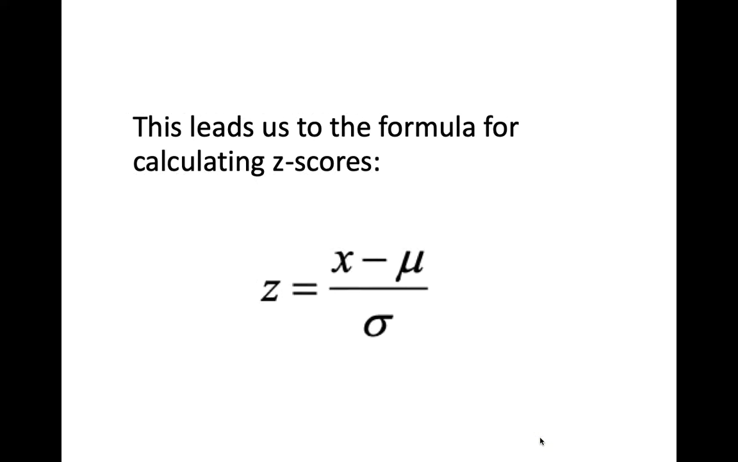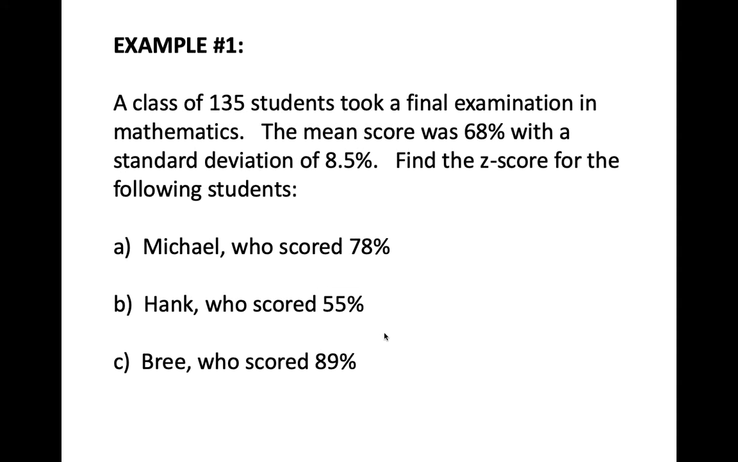So z-scores are actually calculated in a very straightforward manner. To find a z-score, you take the number you're working with, you subtract the mean, and then you divide the whole thing by the standard deviation. And that will give you this number we call the z-score. So let's give this one a try.